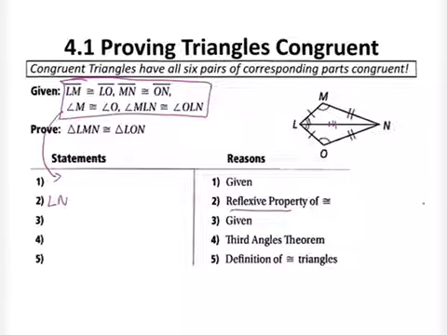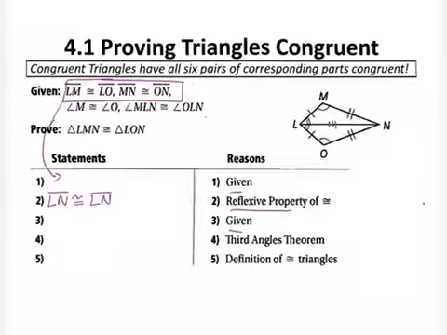So LN is congruent to LN. Step 3, they use given again. So what they must have done here, if we go back to the beginning, is they must have separated segments and angles. So for the first part, this would be the segments, and then the other half, we've got our angles. So that's 3.